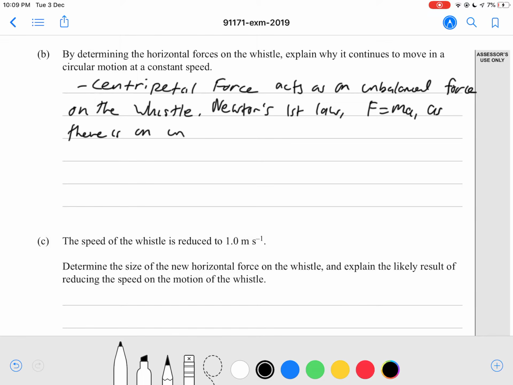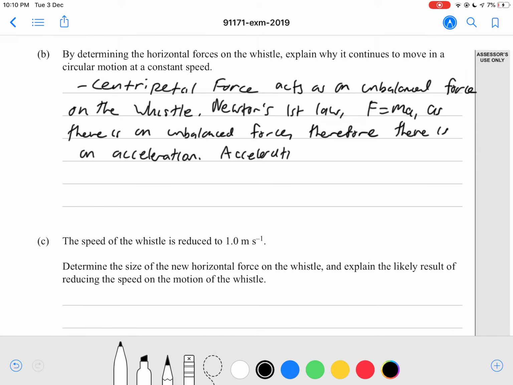There is an unbalanced force. So, therefore, there must be an acceleration. You can say that acceleration is rate of change of velocity, hence velocity is changing.